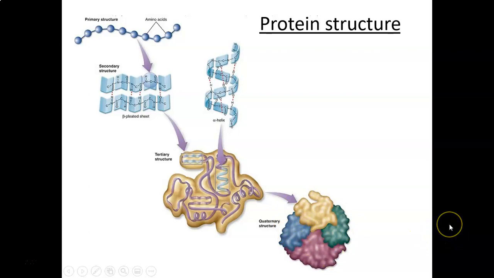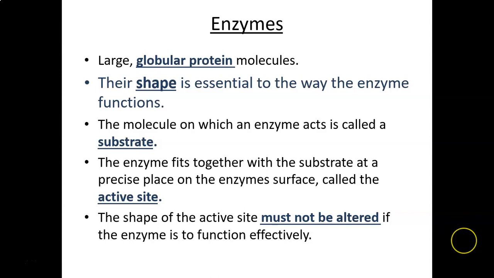You don't need to worry too much about this now, just be aware that proteins have a three-dimensional shape, and that's very important. So what are enzymes? These are large globular proteins. Their shape is essential to the way the enzyme functions. The molecule on which an enzyme acts is called the substrate. The enzyme fits together with the substrate at a very specific place on the surface of the enzyme called the active site. That's really important.